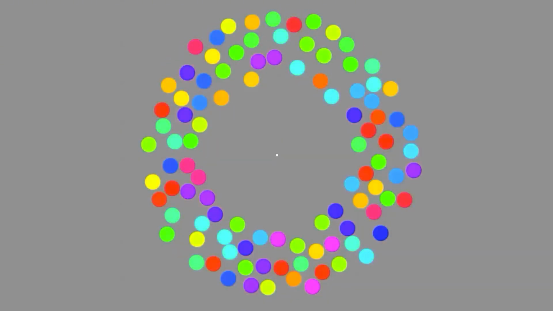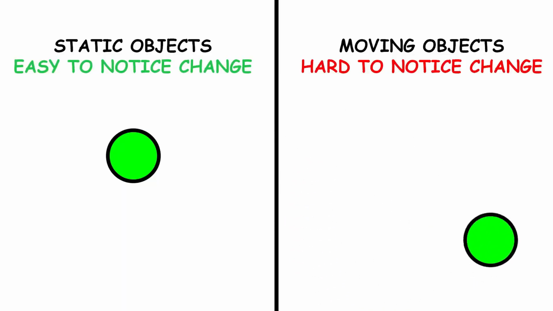Silencing effect. If you look at the center of this image, you can see the small balls changing color, but watch what happens when the balls start rotating. The balls seem to keep the same color, but if you focus on them, they are actually changing it just like when they were stationary. This happens because it's harder to notice changes on moving objects.